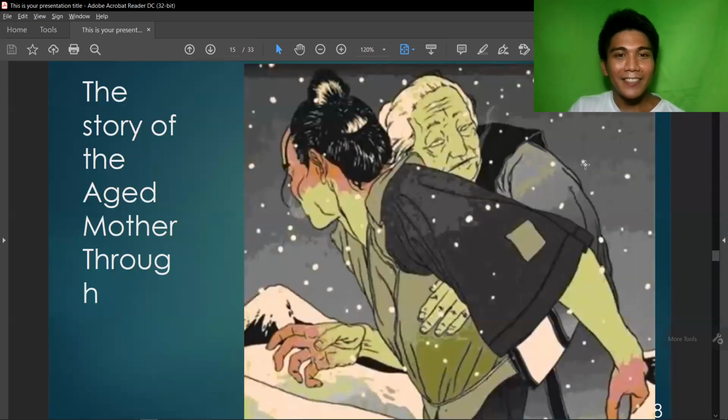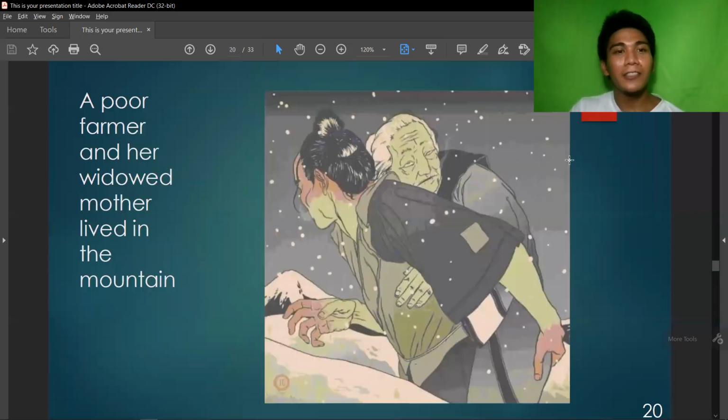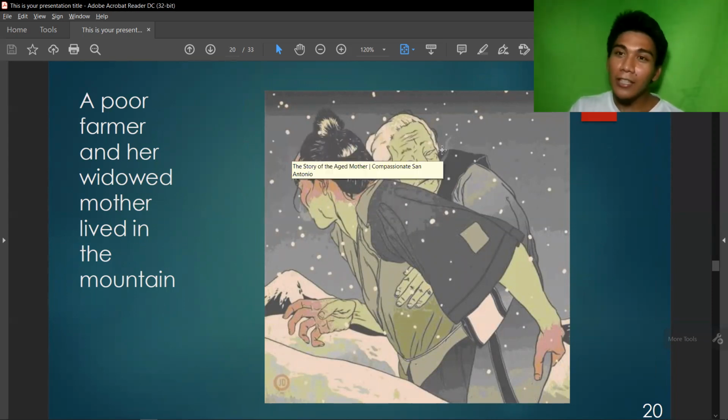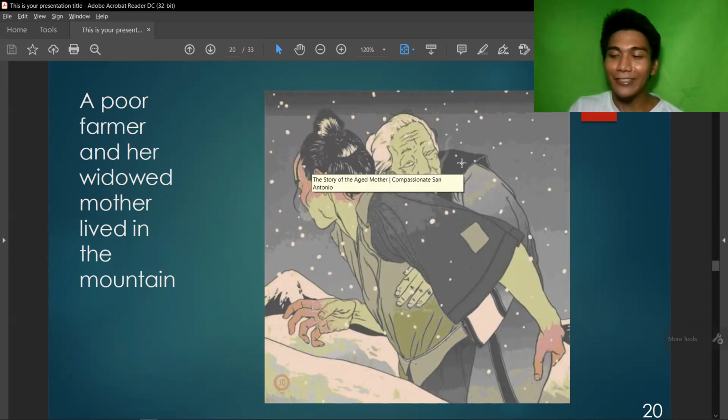Okay. So, summary first. A poor farmer and her widowed mother live in the mountains. As you can see, the mother is already old, so she can't do stuff anymore, not as efficient. Simple.